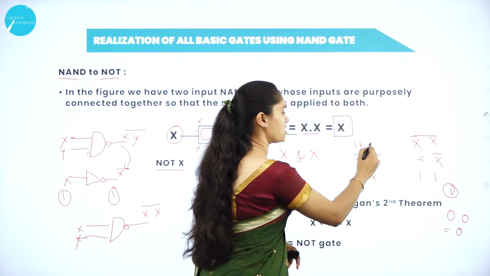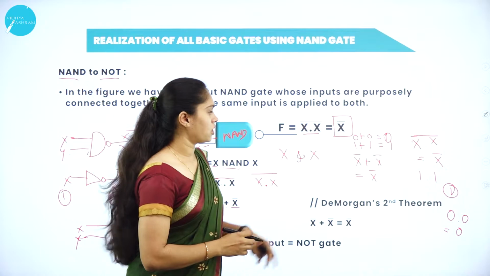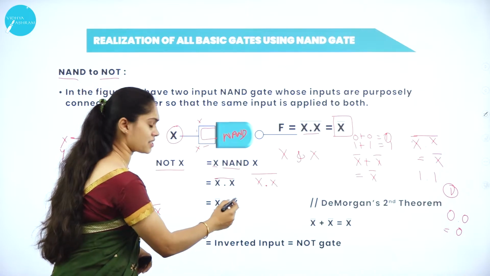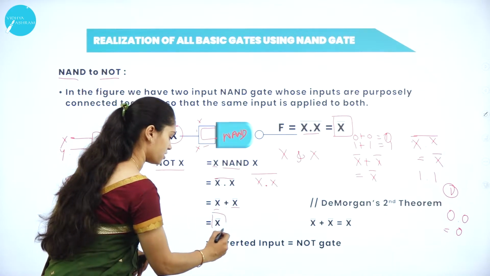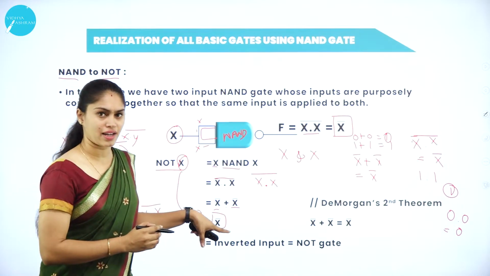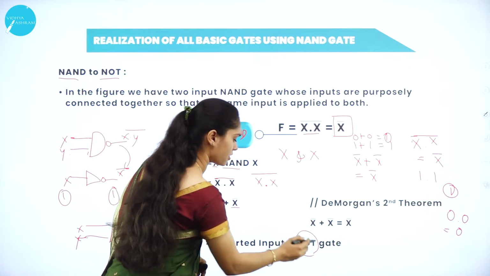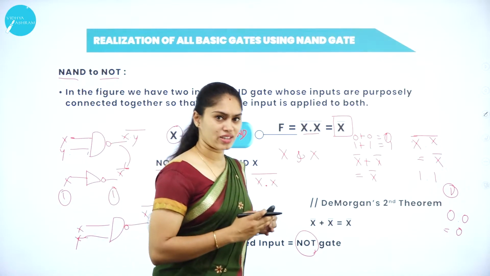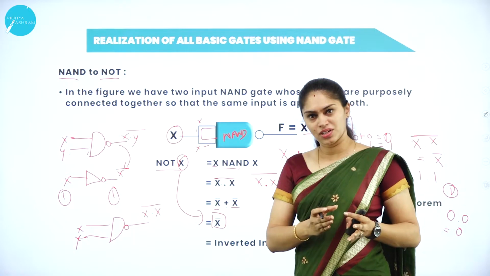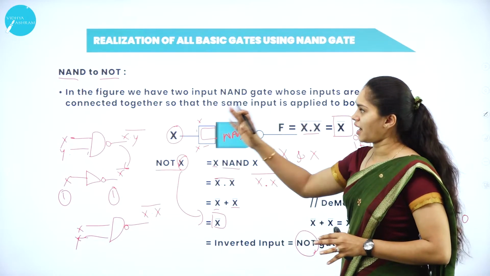That is, 1 plus 1 is equal to 1, or 0 plus 0 is equal to 0. Okay. Based on that law, we consider x bar plus x bar as x bar itself. So my input was x and now I got the output x bar. That is, the inverted input gives us the NOT gate. So this is how, based on De Morgan's law along with some basic postulates, we convert a universal gate into a basic gate. This is how we convert NAND to NOT.